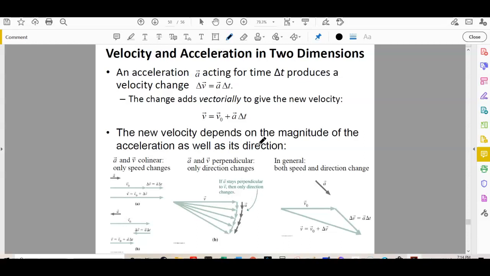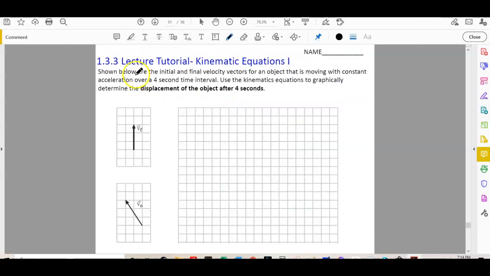And they all start with our equations of motion. And then what we're doing is applying the equations of motion to a given set of vectors that we're given. And then what we're going to do is manipulate the equations, which in turn would be manipulating the vectors to fit some solution, okay? And so that's what the lecture tutorial 1.3.3, Kinematic Equations 1, is all about, right?